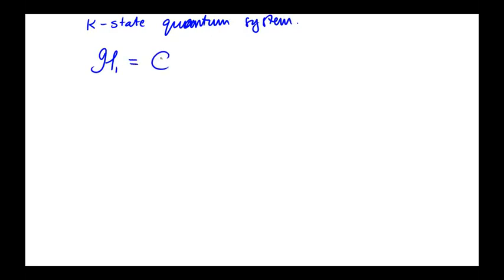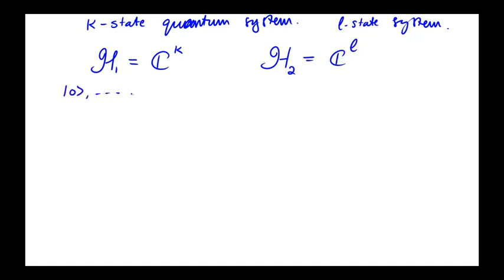Okay, finally, let's look at the more general case. So now suppose we have a k-state particle, a k-state quantum system. So the first Hilbert space is a k-dimensional Hilbert space, and let's say the second Hilbert space is made up of an L-state quantum system. So H2 is an L-dimensional complex vector space. So this has a basis 0 through k minus 1, let's say. And let's call these basis vectors, say, 0 through l minus 1.